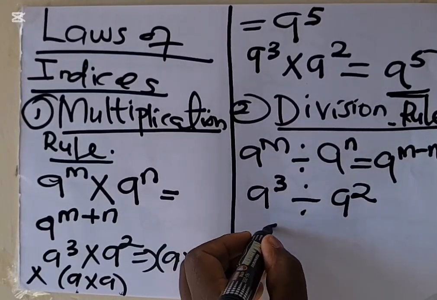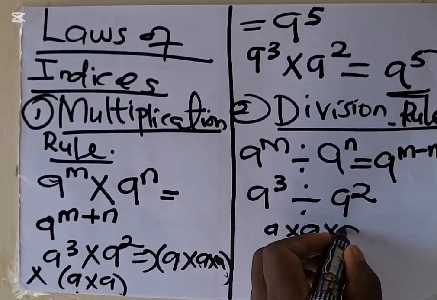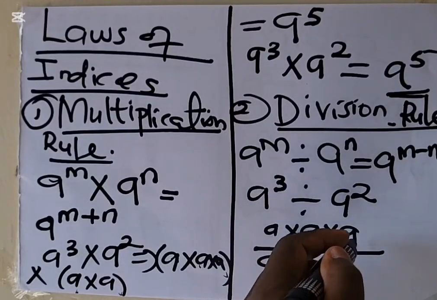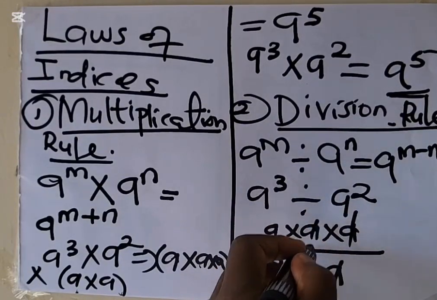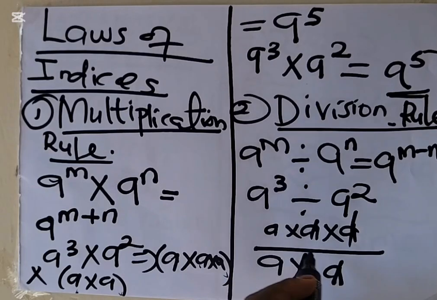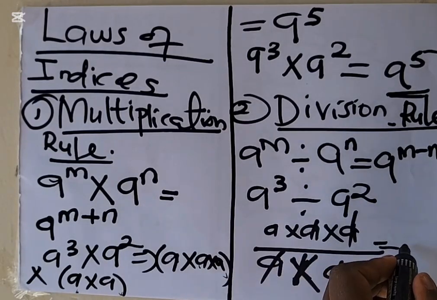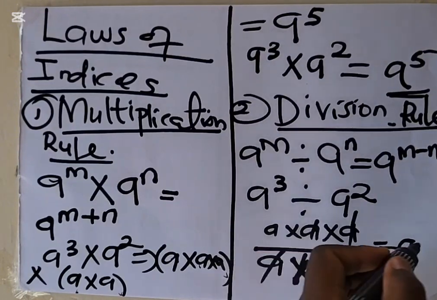What do we do? It is A times A times A divided by A times A. This cancels out. This cancels out. These are multiplications. So what has remained is A raised to 1.